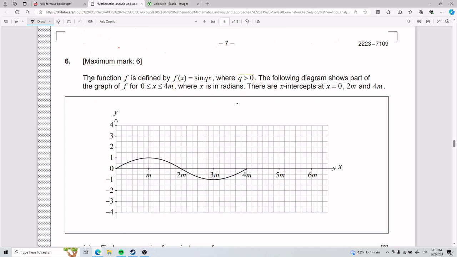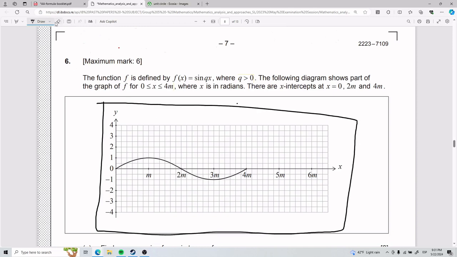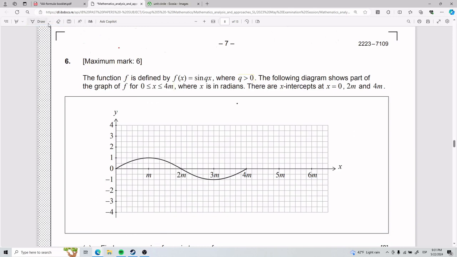So, number 6. The function f is defined by f of x equals sine qx, which is what you're looking at here. They tell you that q, the term inside the parentheses for sine, is positive, okay? The following diagram shows part of the graph of f for these values here.